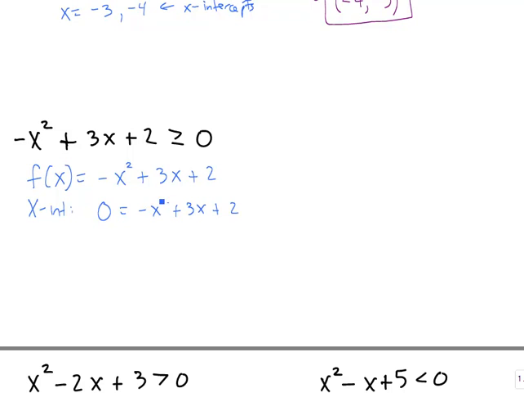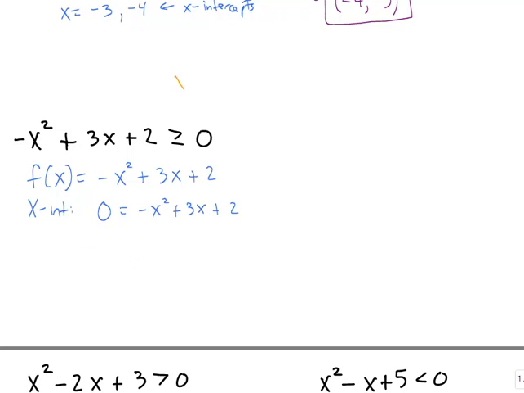Now on this one, if you tried to factor it, it gets really close because you are able to get 2 times 1 to give you +2, and 2 plus 1 gives you +3. Unfortunately, there's a negative in front of that x squared, which makes the signs not work out correctly. So this does not factor. So if you want to find intercepts and you're given a quadratic that doesn't factor, then the alternative is to use the quadratic formula. So that's what we're going to use.